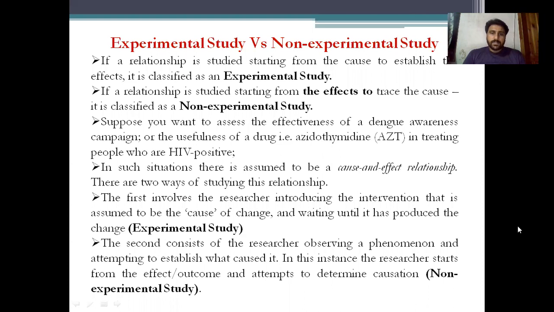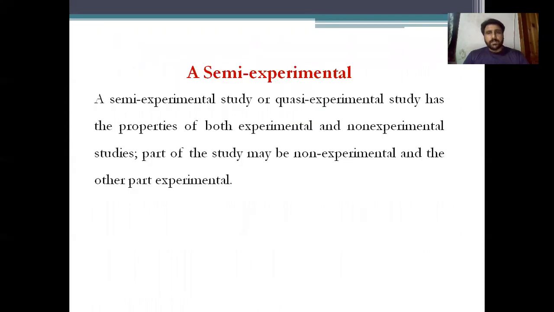So with all these factors, you are observing a person, and then you develop the study from the outcome. As a researcher you attempt to determine the causation, and this is more of an observational type of study, or non-intervention study, that is called a non-experimental study. A semi-experimental study has the properties of both experimental and non-experimental studies. That is, part of the study may be non-experimental, and another part may be experimental. There is a combination of an experimental as well as a non-experimental study.